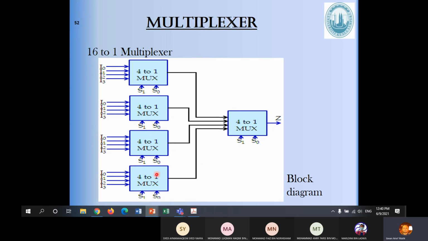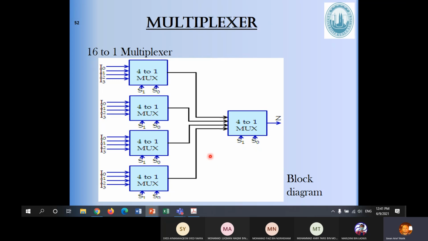1, 2, 3, 4, there are 8, there are 10 selectors. So that is not correct. Why? If you have 16 inputs, the square root of 16 is 4. So supposedly we only have 4 selectors. So how do you get the selectors to become 4?